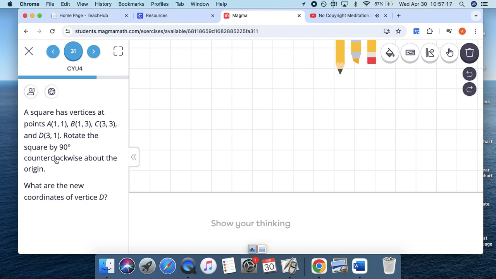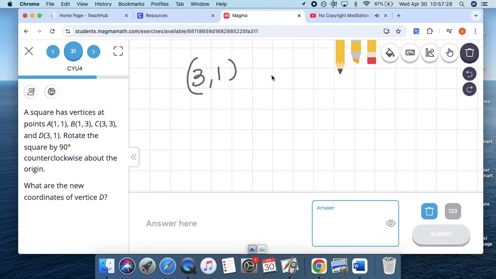A square has vertices. Rotate the square by 90 degrees counterclockwise. What are the new vertices according to vertex D? So let's look at D. It's 3 and 1. And let's see, 3 and 1 would be somewhere around here.